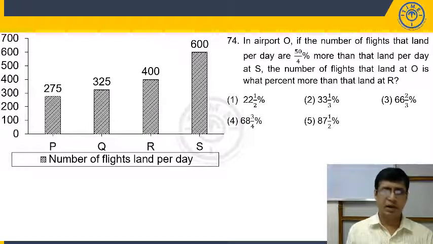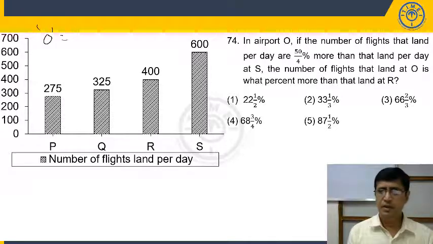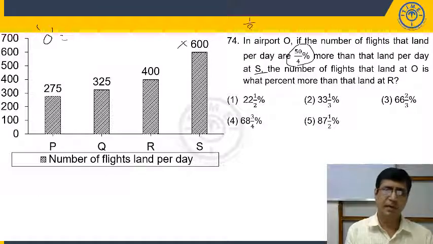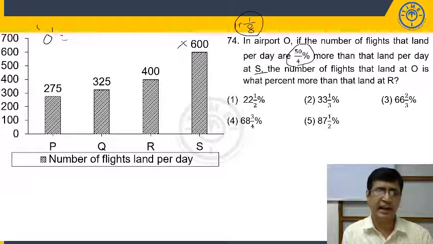So PQRS. Now the value of O. What is the value of O? Here the number of flights that land per day are 50 by 4% more than that. The value of S is equal to 600. 50 by 4 means 100 by 8, which is 12.5% more. So 100 by 8 means 1 by 8, and 1 plus 1 by 8 is 9 by 8.